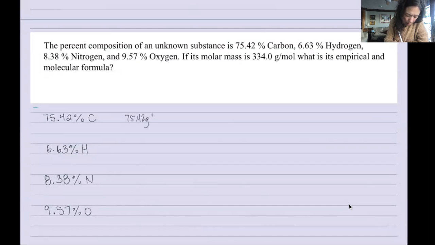75.42 grams of carbon. Therefore, this is 6.63 grams of hydrogen, 8.38 grams of nitrogen, and 9.57 grams of oxygen. Yes, it was that simple. We just changed the percent sign to the gram sign because we assumed 100 grams. We now need to convert our grams to moles. So we will divide each one by their molar mass.